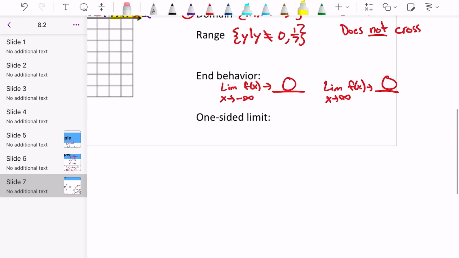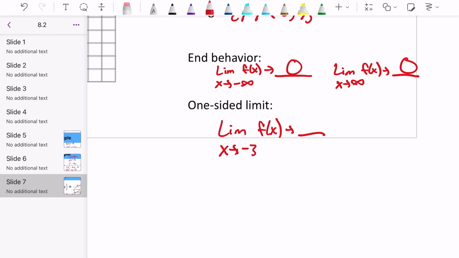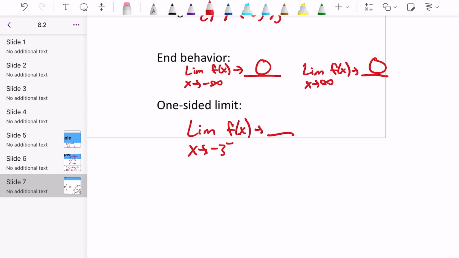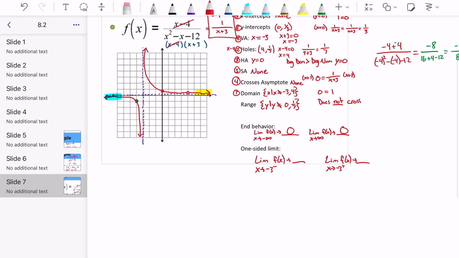When we're working with the one-sided limits, notice the limit of f(x) approaches a number as x approaches, and we're going to go off of our vertical asymptote, which is -3. So we're going to go from -3 from the left side and -3 from the right side as well. We're going to take a look at the left and right side of that asymptote.